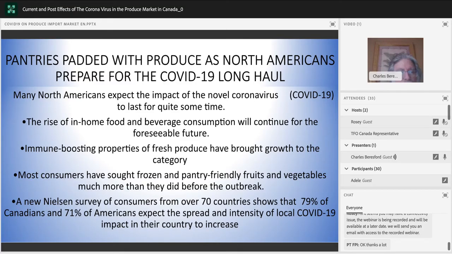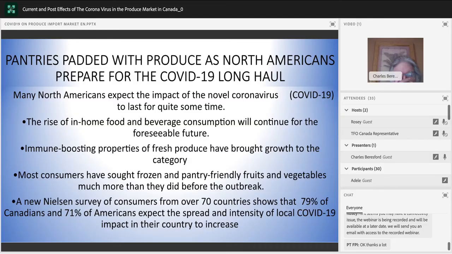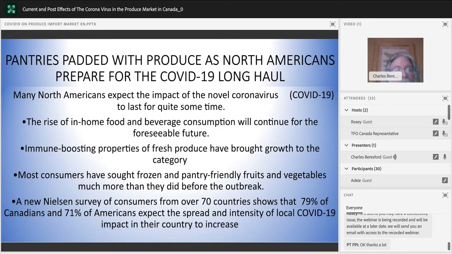And then, of course, we've been mentioning this too along the way, right? A new Nielsen survey of consumers from over 70 countries shows that 79% of Canadians and 71% of Americans expect the spread and intensity of local COVID-19 impact in the country to increase. This thing's just not over, right?